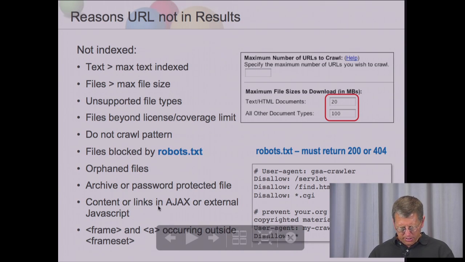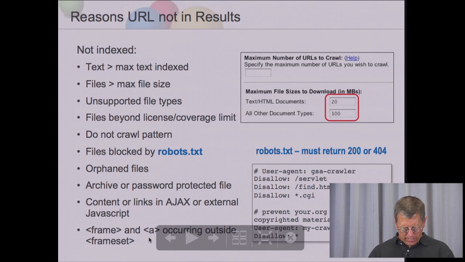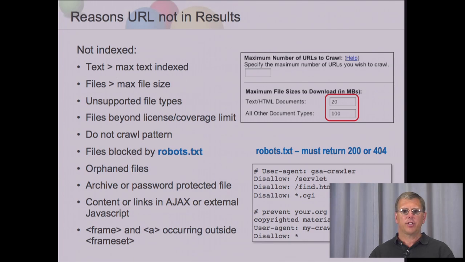Content or links in AJAX or external JavaScript. We will not include links to AJAX and external JavaScript. So if you have a reference inside of a document to an external JavaScript, that will not be called. But if it's internal JavaScript, we will find the links inside of there and include and index them. If you're using frame sets, you have to use properly formatted frame setting by putting the frame or anchor tag inside the frame set. If you don't, it won't be indexed.